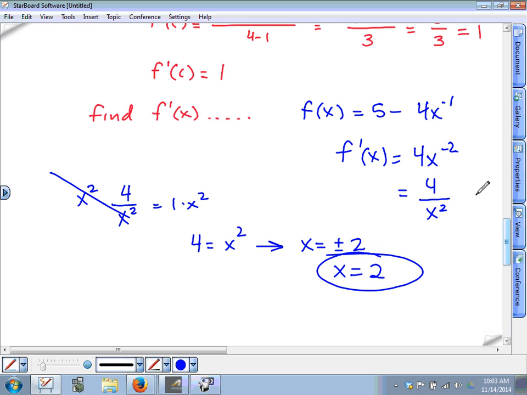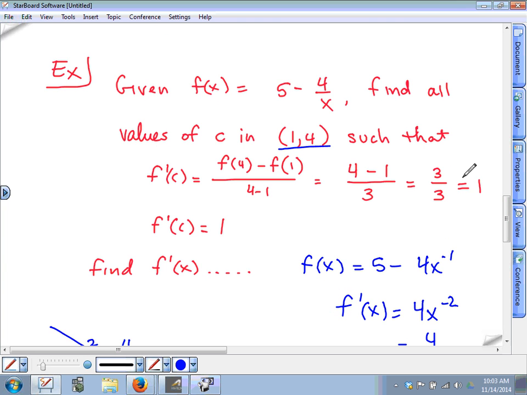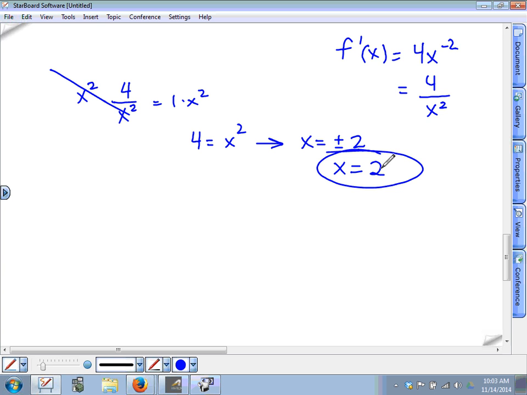What was the slope of the secant line? The slope of the secant line was 1, right? What would happen if I took this number 2 and plugged it into the derivative? It would be 4 over 2 squared, which is 4 over 4, which is 1. So what's the slope of the tangent line at this point? 1. So the slope of the tangent line was parallel to the slope of the secant line at an x value of 2.